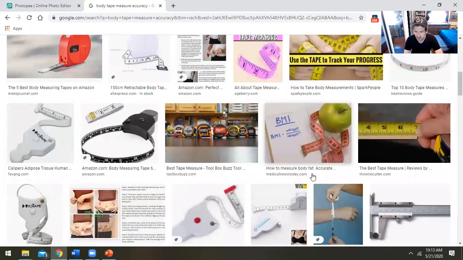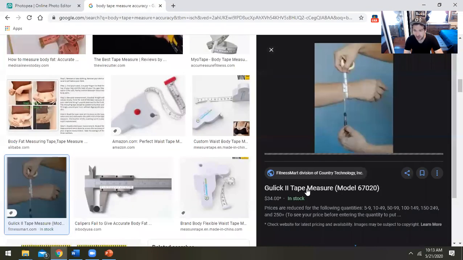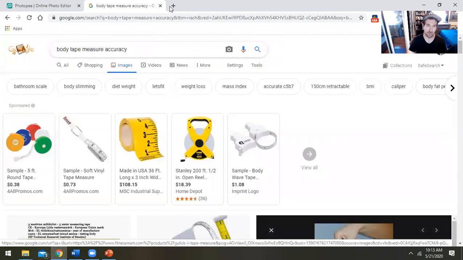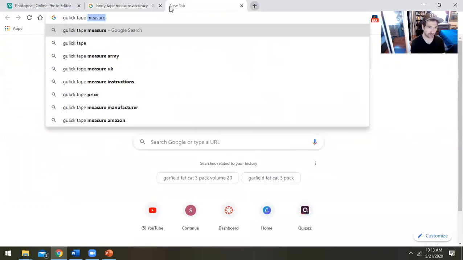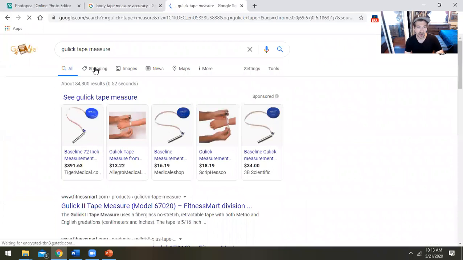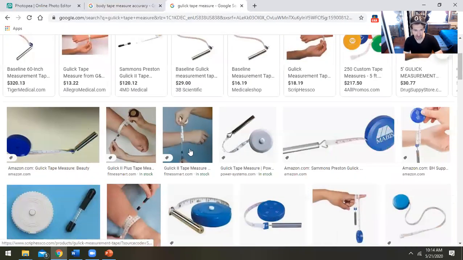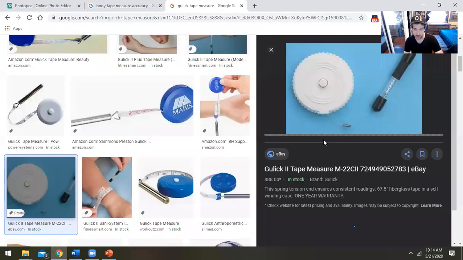And where is it? There we go. This one right here. A Gulick, that's what they're called. Gulick tape measure. So these are going to be your best. And what a Gulick tape measure does, if you look at this tape measure here, there we go, that's a really great picture.